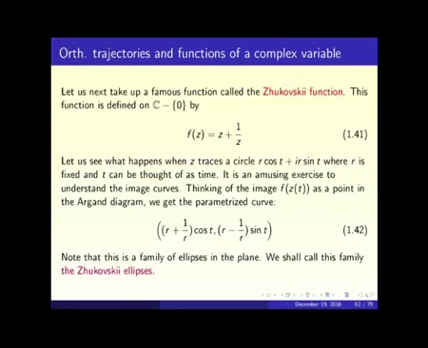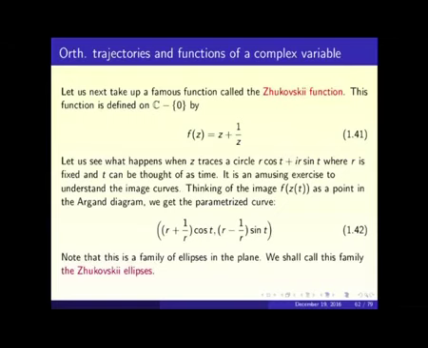1.42 represents an ellipse, as you very well know. A cos t comma b sin t is an ellipse. What are the major axes of the ellipse? The semi-major axis is r plus 1 upon r. What is the semi-minor axis? r minus 1 upon r. So it is an ellipse with semi-major axis r plus 1 upon r and semi-minor axis r minus 1 upon r.